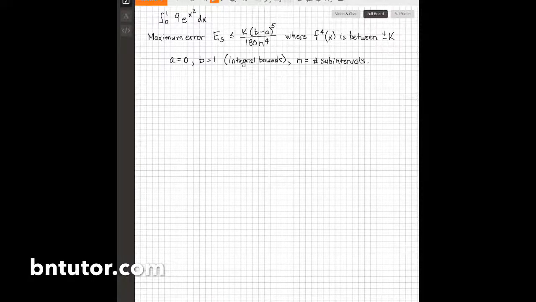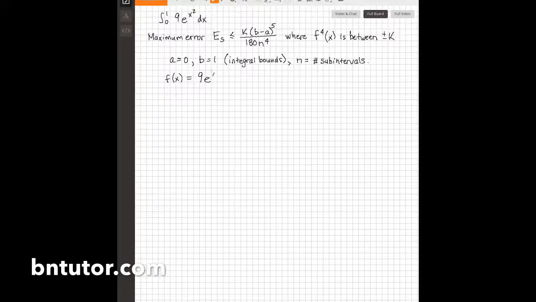K is some value such that when we take the fourth derivative of the original function, it's got to be somewhere in between positive and negative k. We'll dive more into that in a bit. A and b are the lower and upper bounds of the integral, and n is the number of subintervals that we're using in our Simpson's rule approximation.